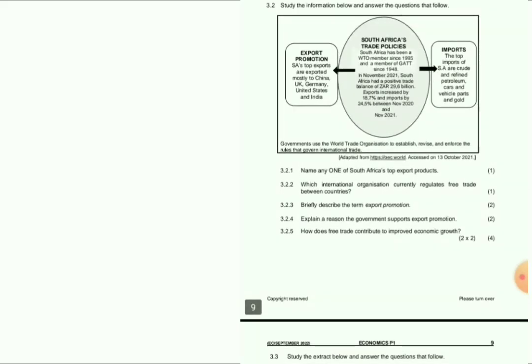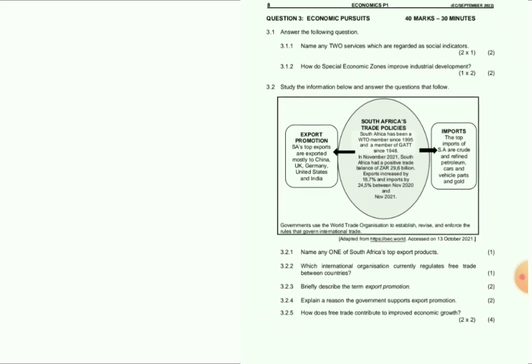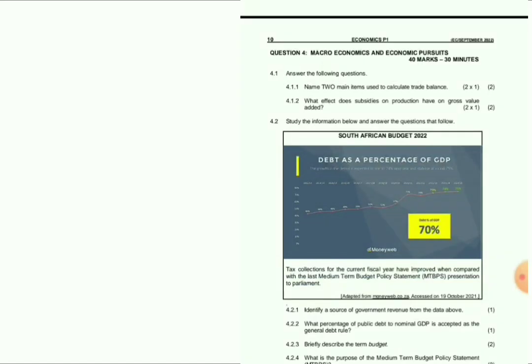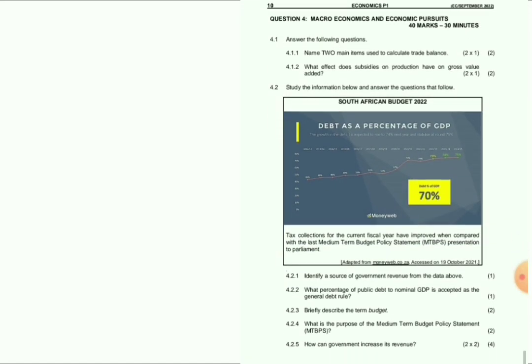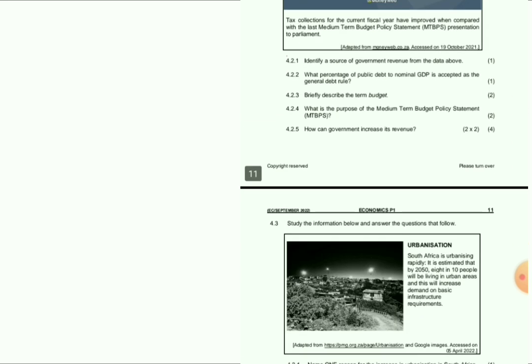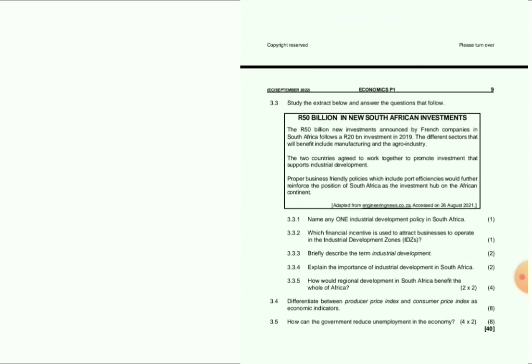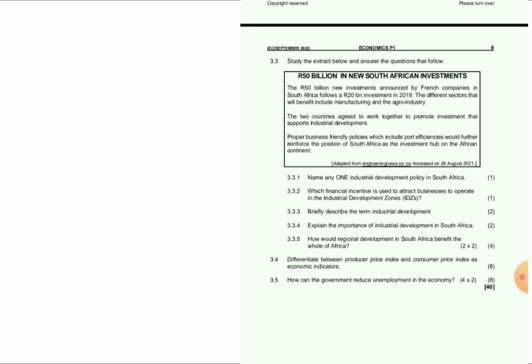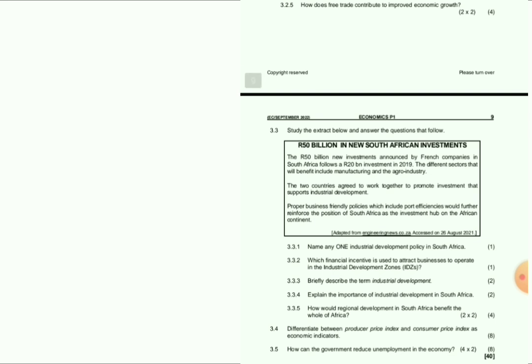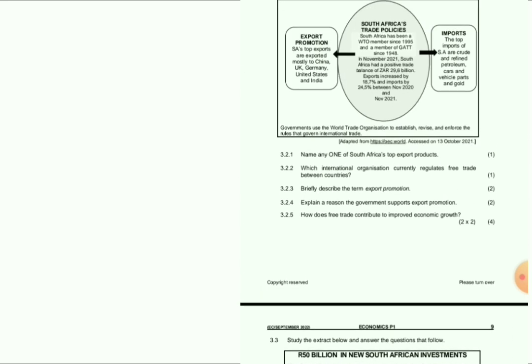So which one, economic pursuits or the one with macro and economic pursuits, both of them combined? Let me check which one I should pick. I will actually pick the government increasing revenue, the relationship between the price index and consumer. This one, how can the government reduce unemployment? This one, guys, economic pursuits, it looks easier.